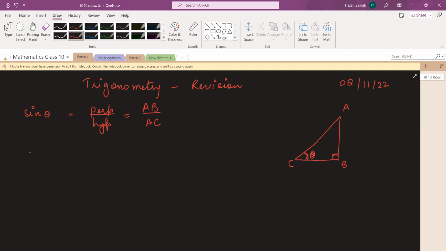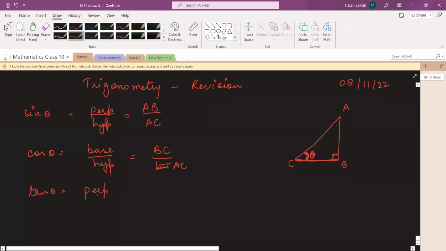Now cos theta is base upon hypotenuse. So base is the side which is one leg of this theta. So this is BC, the side which is one of the legs of this angle, okay? Base upon AC. Then tan theta is perpendicular upon base. So perpendicular is again your AB, base is BC.